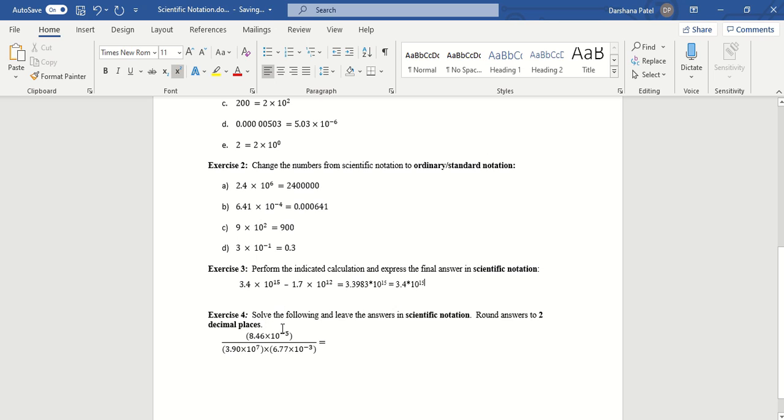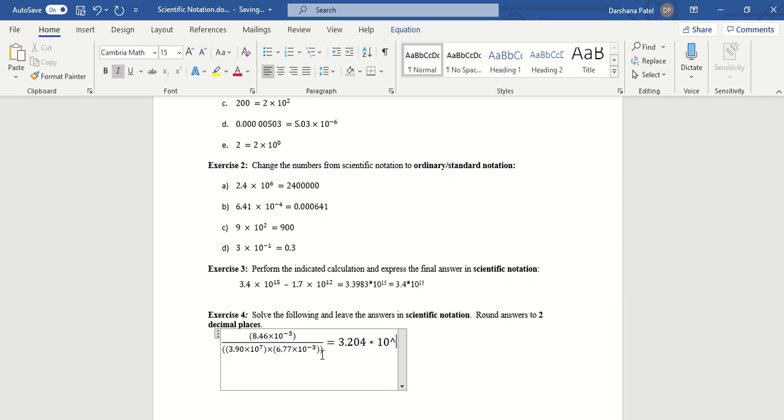Similarly, use your calculator to punch this in. If you use your calculator, make sure you put an extra bracket in the denominator right here. Otherwise, your calculator will divide by this part and then multiply this right here, which is wrong. So we will have to put an extra bracket here and an extra bracket here in the calculator. When we do that, our calculator should give us an answer that looks like this: 3.204 times 10 to the power of negative 10.